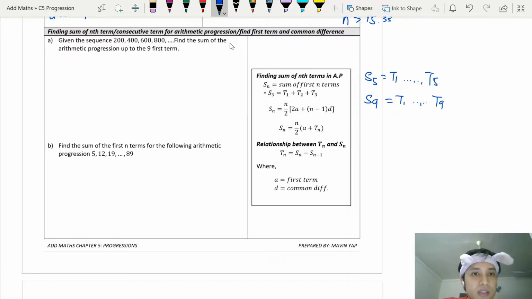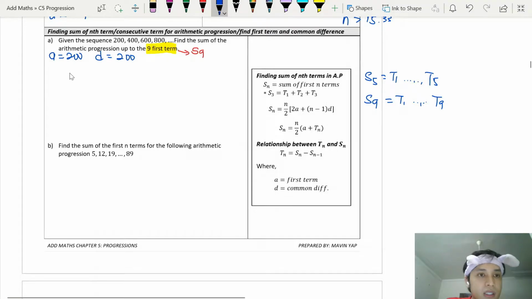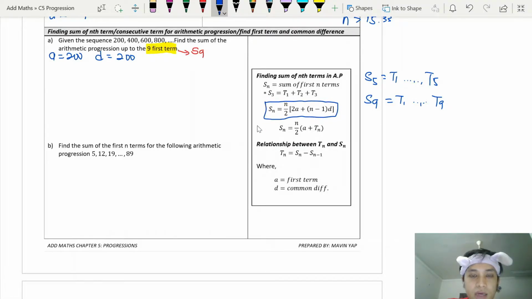Given the sequence. Remember, if they already give you the arithmetic progression, it is a good habit to always write out the first term and also the common difference first. So this is 400 minus 200, so common difference is also 200. Find the sum of the progression up to the first 9 terms. So this means S9. We are going to use this formula to calculate the sum of the first 9 terms.